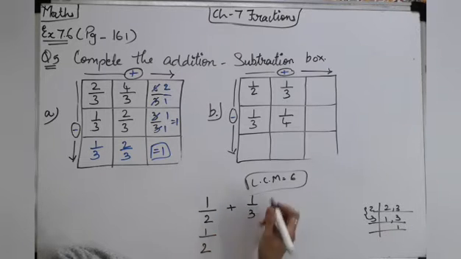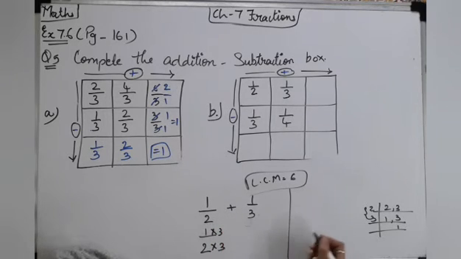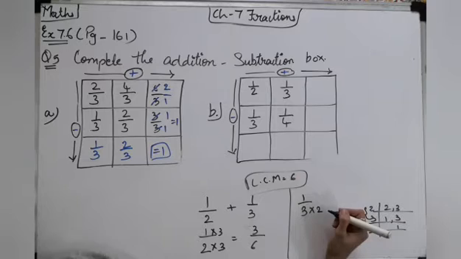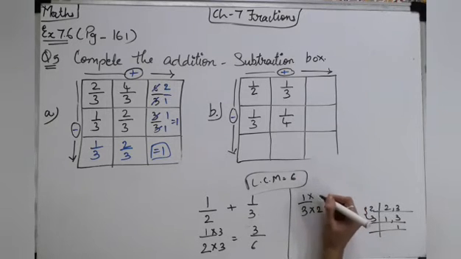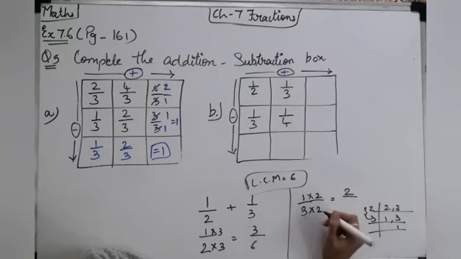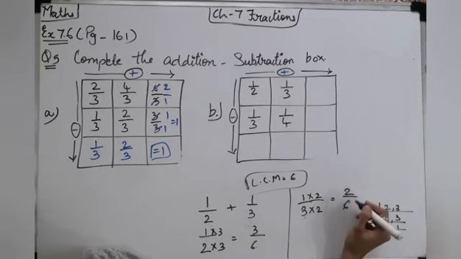So 1 upon 2. By which number will I multiply so I will get 6? I multiply by 3. Numerator also 3. So I will get 1 3s are 3 and 2 3s are 6. Next is 1 upon 3. I will multiply by 2, so I will get in denominator 3 into 2, 6, because in numerator also we multiply by 2 only. 1 into 2 is 2, and 3 into 2 is 6. Our answer came 3 upon 6 and 2 upon 6.